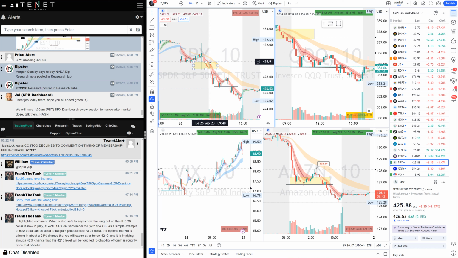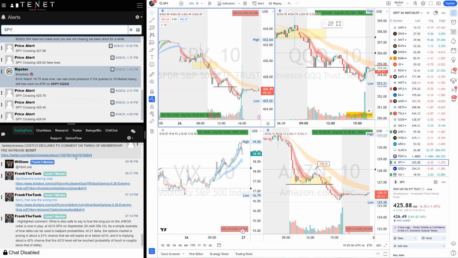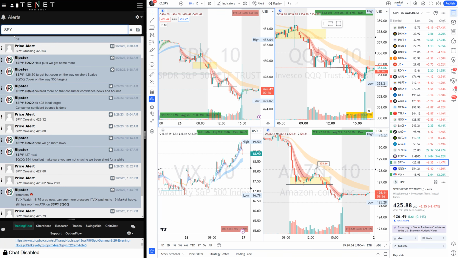It tried to bounce, but it never got over the first EMA cloud of 5/12 EMAs, and it just went fading right down all day. So I will show you how we were short on that as well. SPY, QQQ. If you see the comments here, we can check them out. Let's look at that.